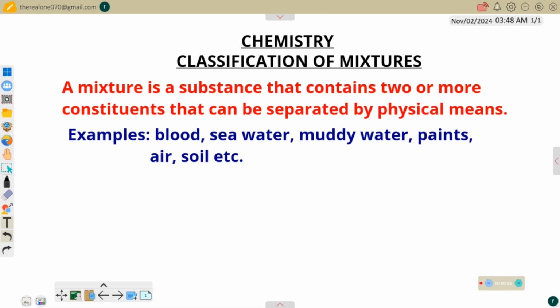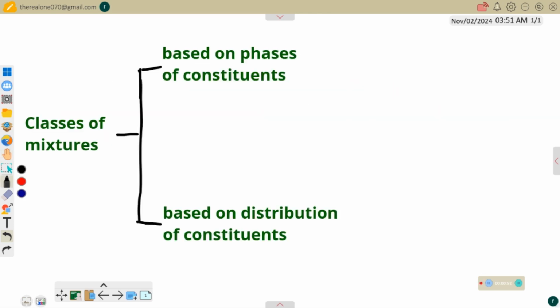Now, talking about classification of mixtures. Mixtures can be classified on several bases, but I will take only two of all of the bases. Those two are more general than every other one. The first one is based on phases of constituents, and the second one is based on distribution of constituents.